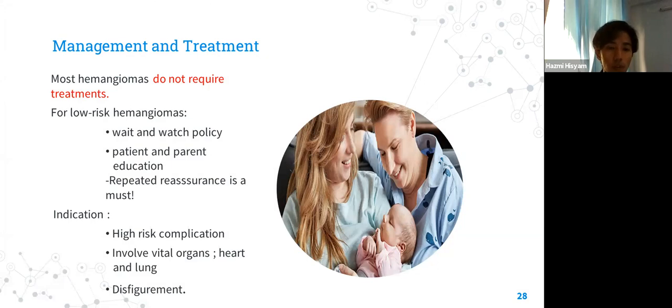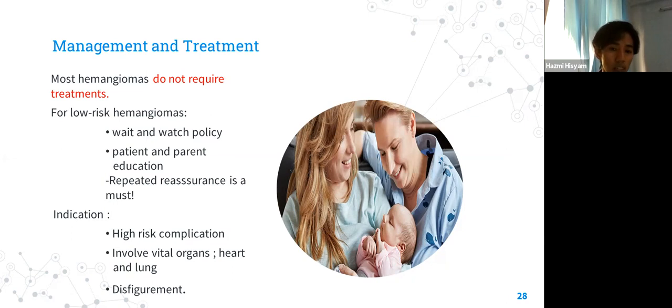For management, most hemangiomas do not require treatment. For low-risk hemangioma, we just wait and watch. But it is very important for us to educate the parents, because some parents are very anxious, wondering whether their baby is okay. So we must reassure the parents many times that this is only benign, it is okay, and it will regress, mostly by the fifth year.